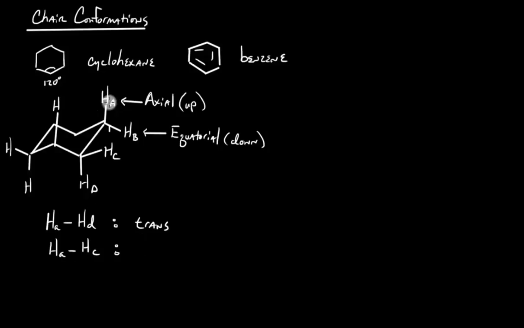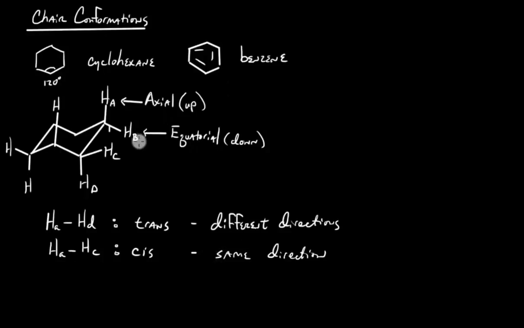And if you have HA pointing up and HC is also pointing up, the fact that it's equatorial doesn't really matter so much in this case. The relationship of HA to HC is what's called a cis orientation. So the trans orientation is pointing basically in different directions, and the cis orientation is having two hydrogens pointing in the same overall direction.